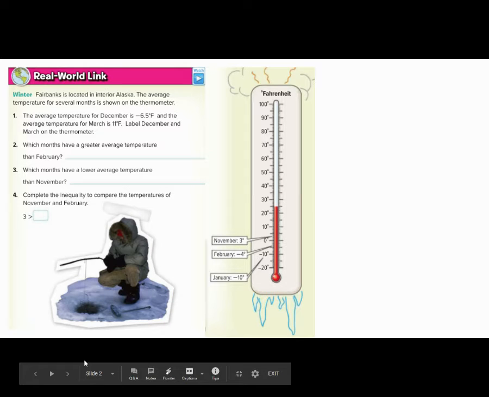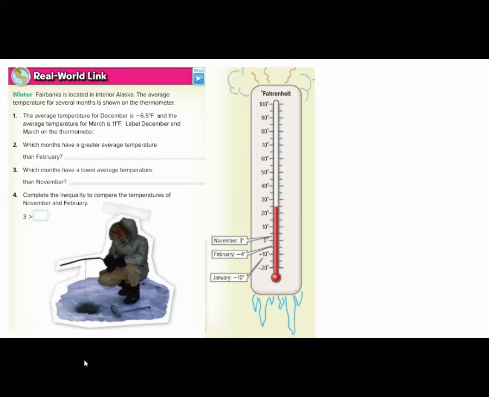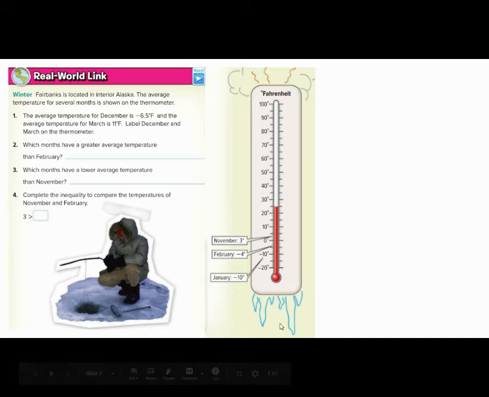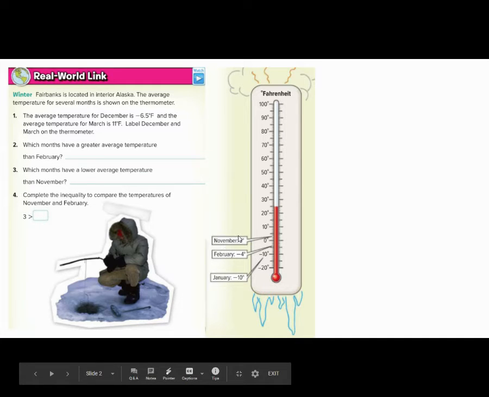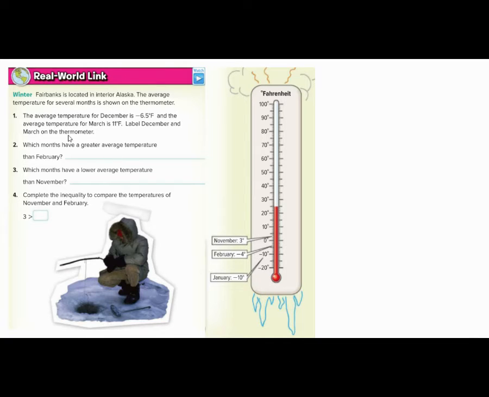All right, so real world link. Fairbanks, Alaska is located on the interior of Alaska. The average temperature for several months is shown on the thermometer over here. So here's your thermometer. We have the average temperature for November, February, and January. It says the average temperature for December is negative 6.5 degrees Fahrenheit. And the average temperature for March is 11 degrees Fahrenheit. Label December and March on the thermometer.